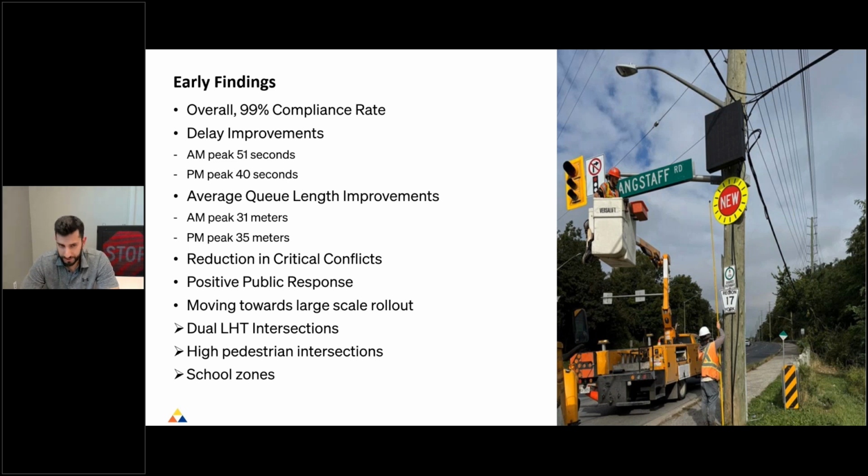They had a massive reduction in critical conflicts, a very positive public response, and now they're moving to a large-scale rollout for intersections, specifically with dual left-hand turn intersections, high pedestrian intersections, and school zones. With the success of this pilot, we're really hoping to see the concept of dynamic no right-hand turn on red really take hold in the York Region and begin to remove some of those static signs to improve network efficiency and prioritize safety at the same time.